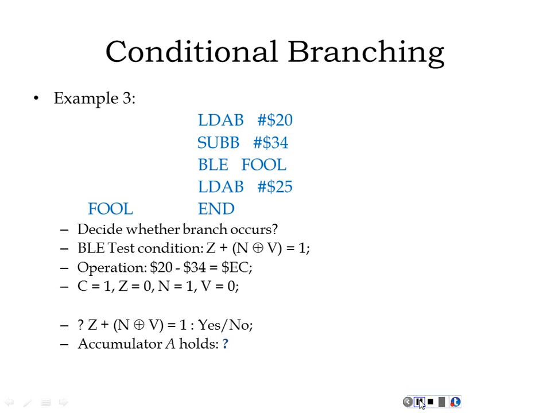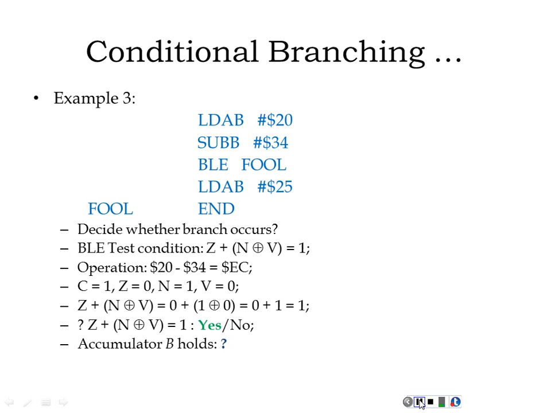Now let's look again at what happens here. We know the test condition of BLE, which is Z plus (V exclusive or N) equals 1. We do the subtraction, we know the flags, and then we know the condition is met. Now what happens if the condition is met here? This is exactly what happens. You are jumping from line 3 to line 5. Your line 4 will never be executed. Okay? Now your accumulator B will hold EC, right?